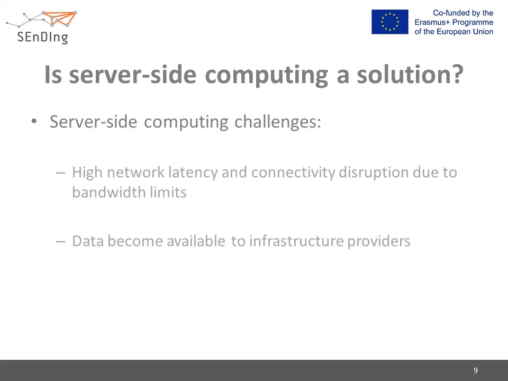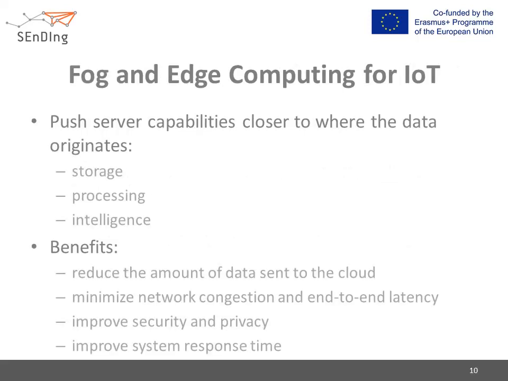Another problem that emerges in server-side computing is that data become available to infrastructure providers. This poses important privacy considerations since over the last few years new regulations dictate that data cannot leave the country. Fog and edge computing in IoT applications are network and system architectures that attempt to collect, store, analyze, and process data originating from edge devices more efficiently than the server-side infrastructure. In other words, both fog computing and edge computing involve pushing intelligence and processing capabilities down closer to where the data originates at the network edge.